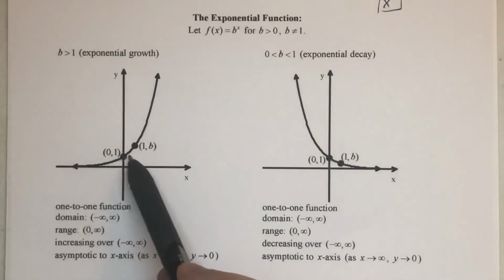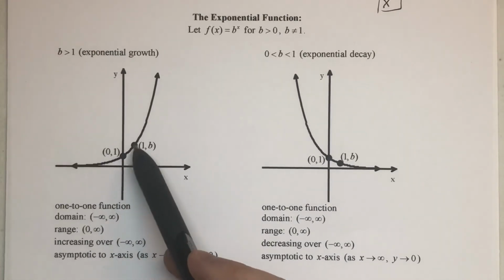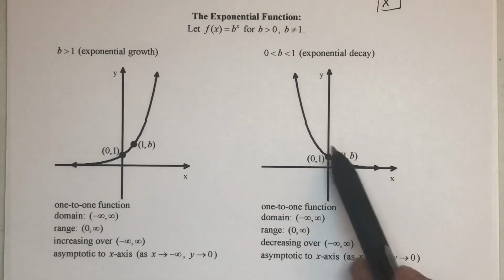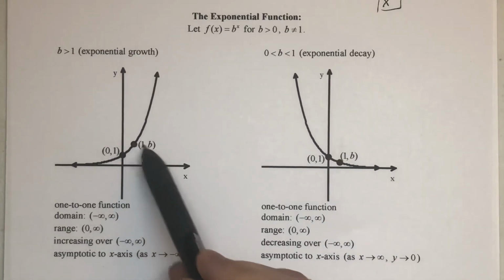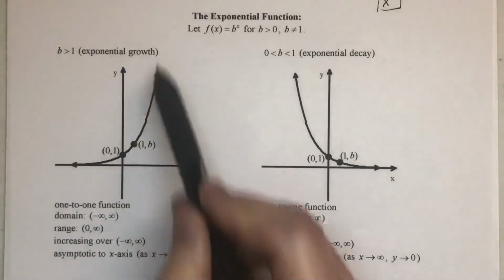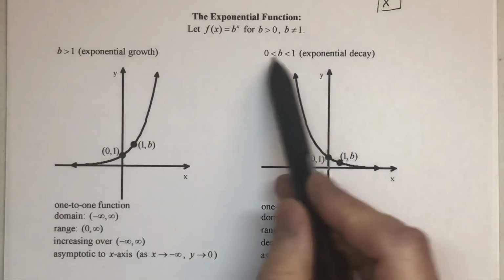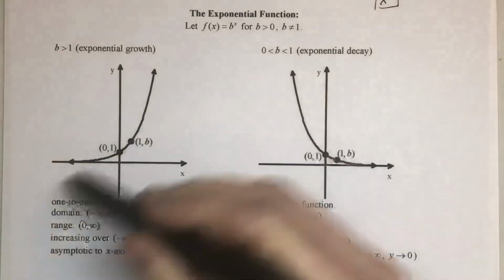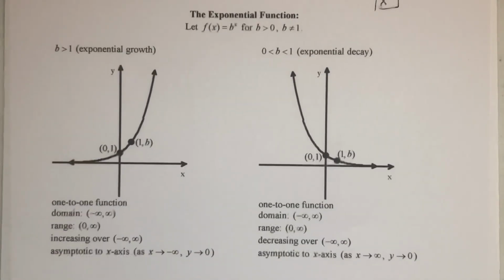Now the difference is here we have the point (1, b) as it's increasing. Here we have the point (1, b) as it's decreasing. So again, because b is bigger than 1, it's above, or b is between 0 and 1, it's below. So it still works. It's still consistent, but obviously it does create a different picture. So we'll take a closer look at why these graphs happen the way they do, what the pattern is going on here, on the next page.